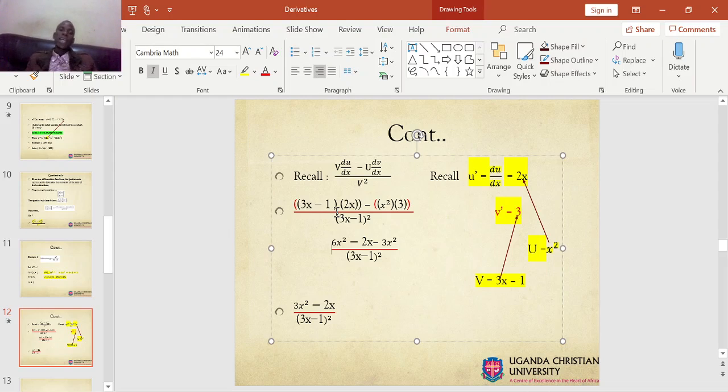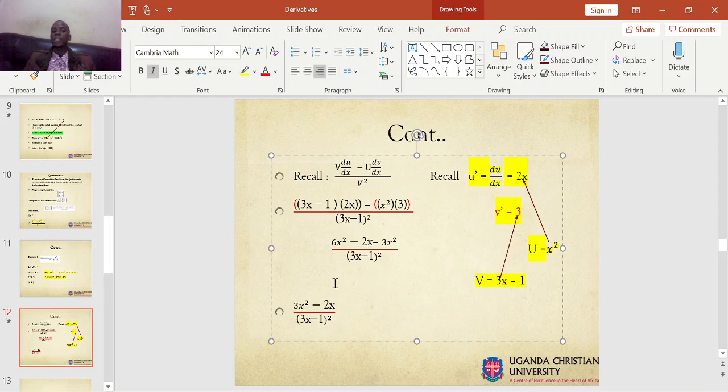Okay, so we can now simplify this further. We know this is 2x times 3x minus 1. I can multiply this into each element inside. So 2x times 3x will be 6x squared, and 2x times negative 1 gives negative 2x. Then minus 3 times x squared, which is the same as 3x squared.